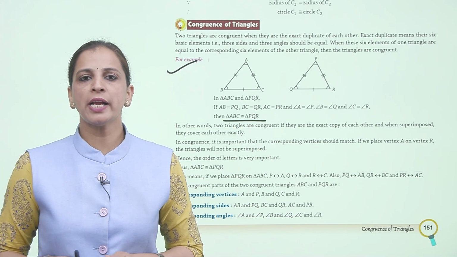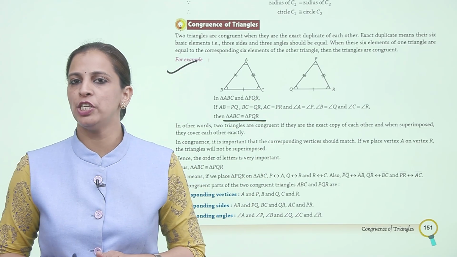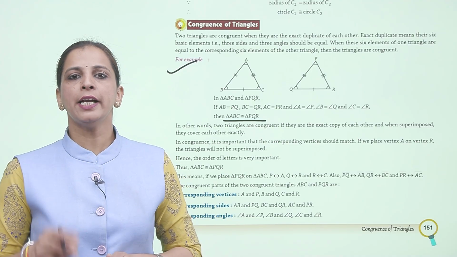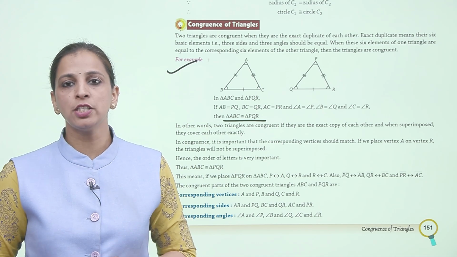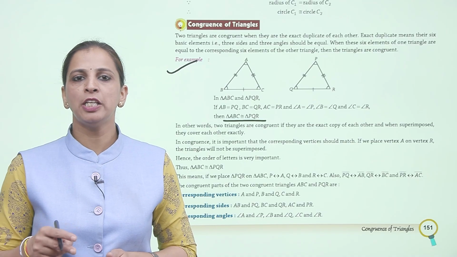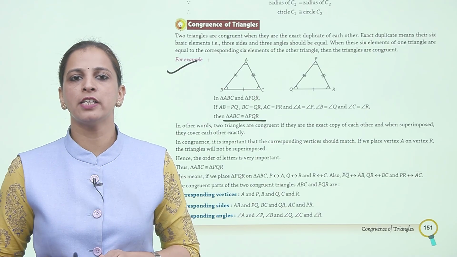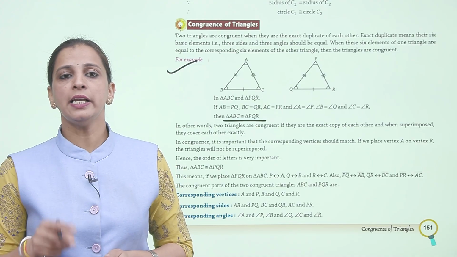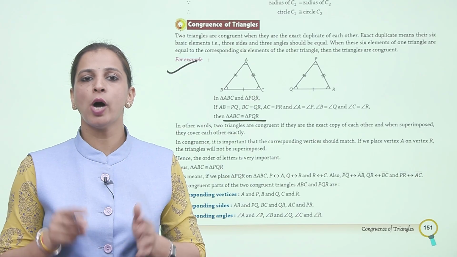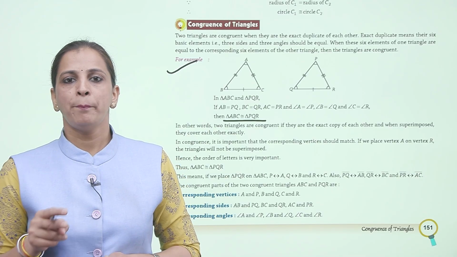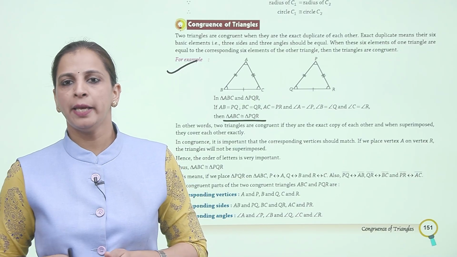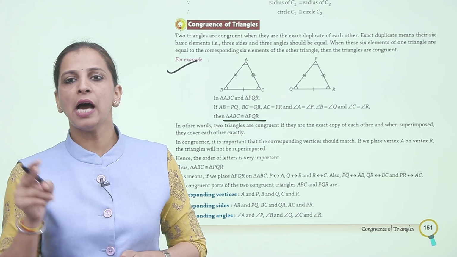In other words, two triangles are congruent if they are the exact copy of each other and when superimposed, they cover each other exactly. In congruence, it is important that the corresponding vertices should match. If we place vertex A on vertex R, the triangles will not be superimposed. Hence, the order of letters is very important. Thus, triangle ABC is congruent to triangle PQR. This means if we place triangle PQR on triangle ABC, P is on A, Q on B and R on C. Also, PQ on AB, QR on BC and PR on AC.